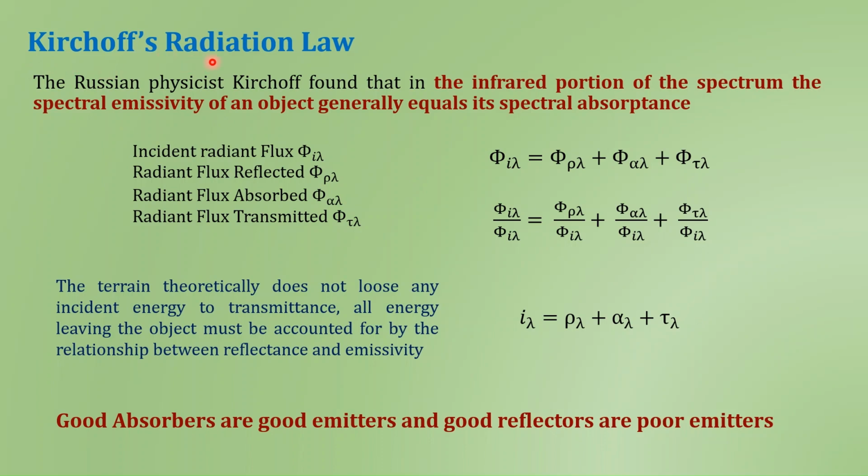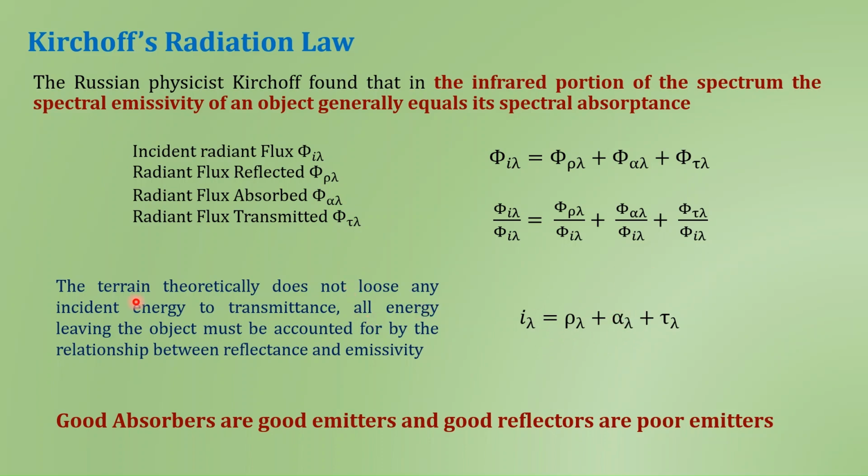According to Kirchhoff's radiation law, in the infrared portion of the spectrum, the spectral emissivity of an object generally equals its spectral absorptance, because our Earth's terrain theoretically does not lose any incident energy to transmittance. Means in this equation we can write zero here. Means whatever incident energy there is, that is either reflected or absorbed. So whatever is absorbed, that will be emitted.